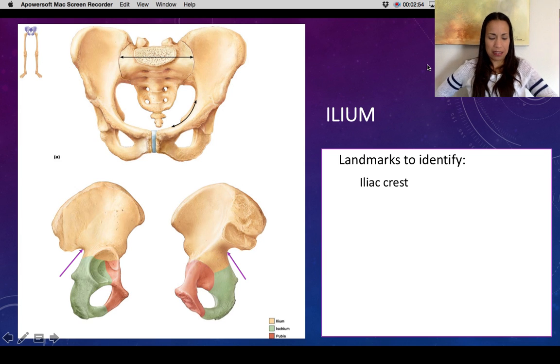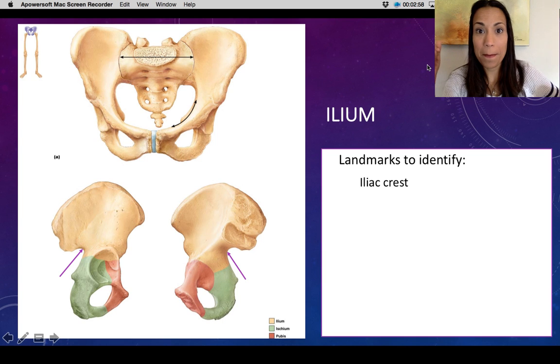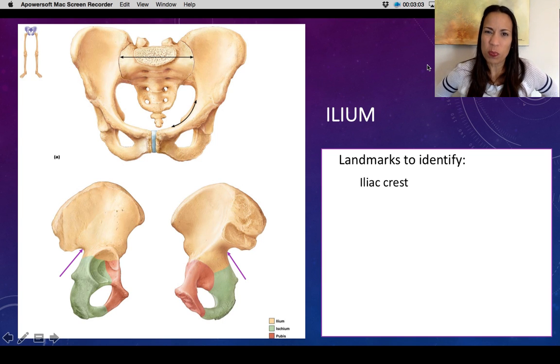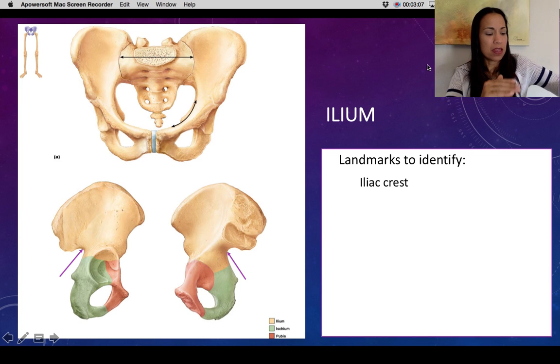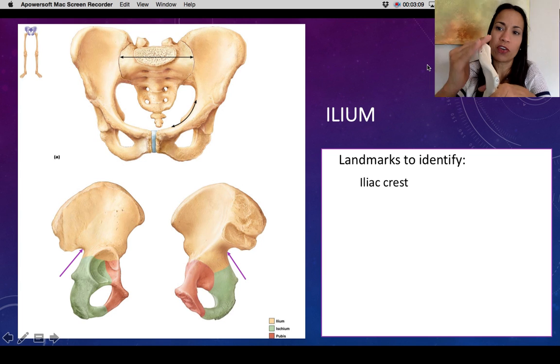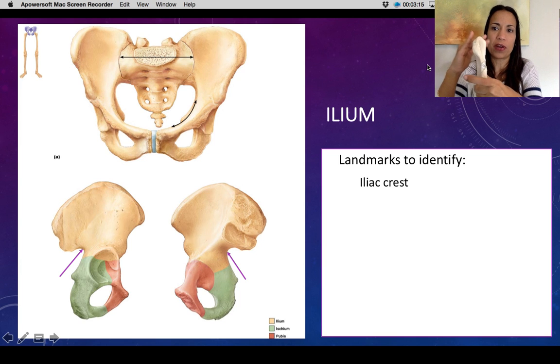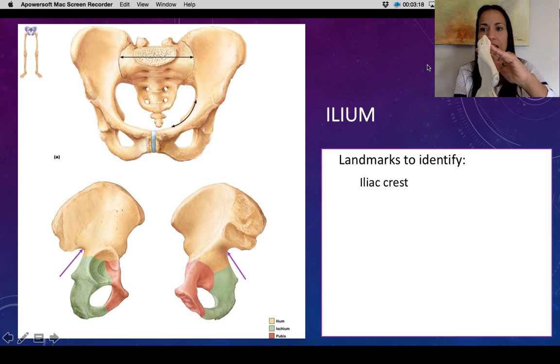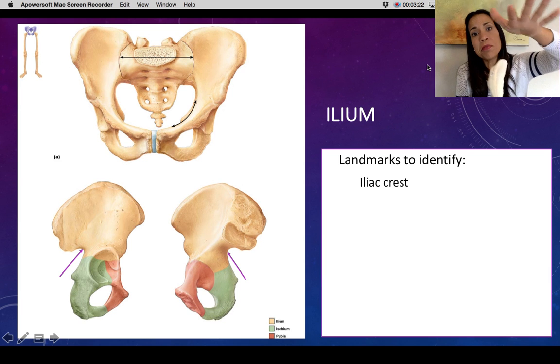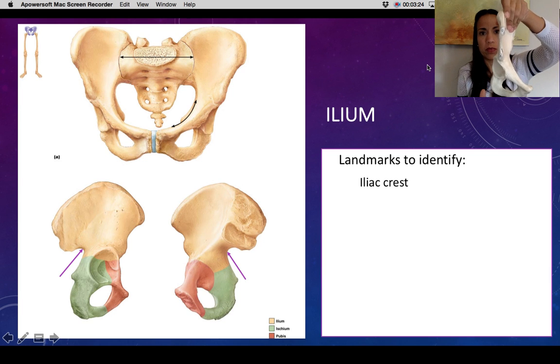I want you to place now both your hands on your hip bones. And the most superior part, that curved part of the bone that you're feeling, is right this. And we call this the iliac crest. So this is the iliac crest. It's just the superior border of the ilium and of the entire coxal bone.